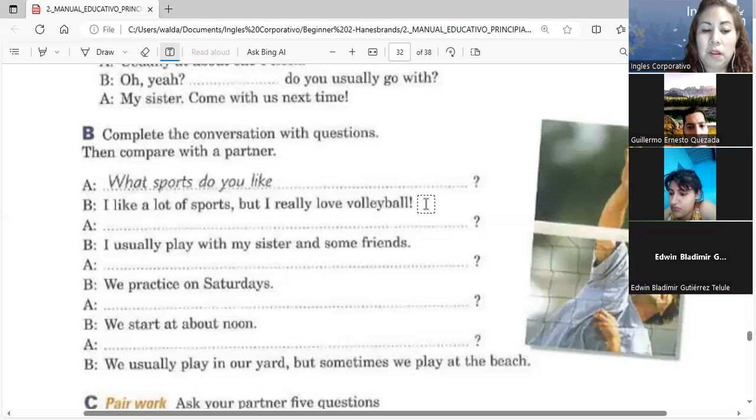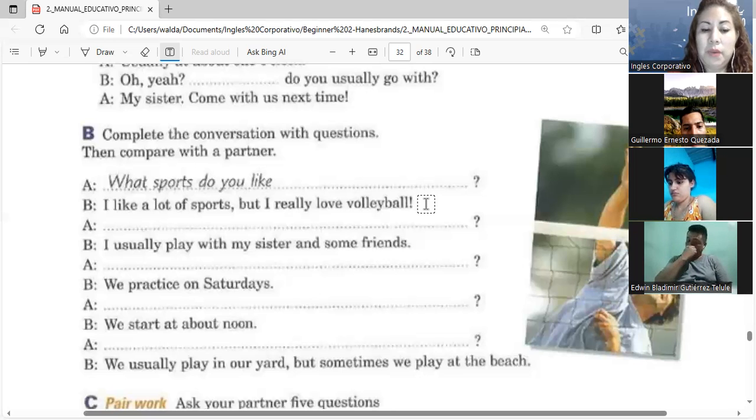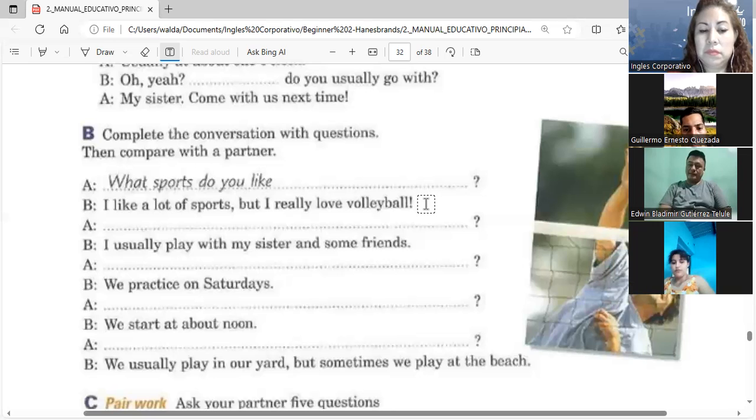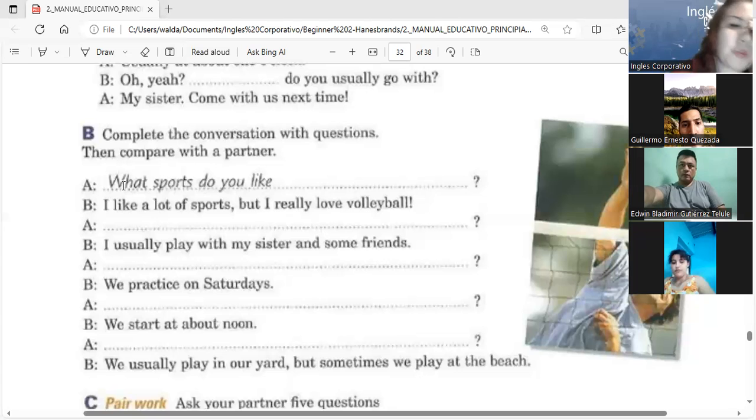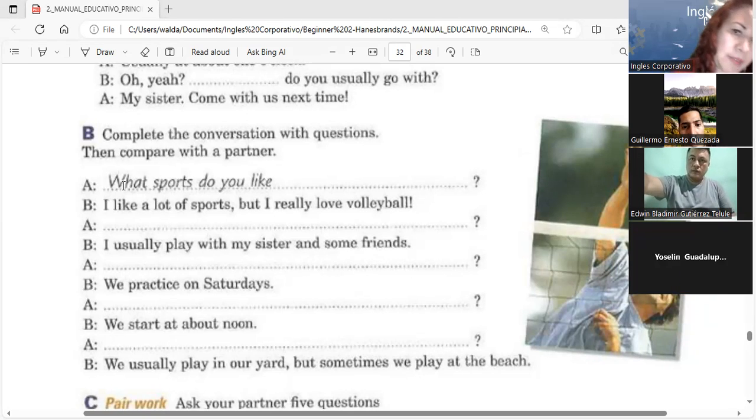Okay, are we finished? Are we ready to check? Yes, teacher. Yeah, we're ready? Yes. Okay, very good. All right, let's check. So, okay, what sports do you like? I like lots of sports, but I really love volleyball.